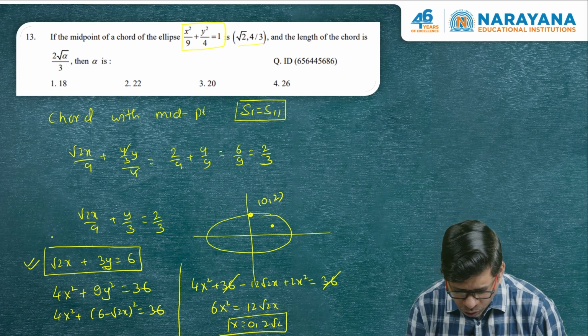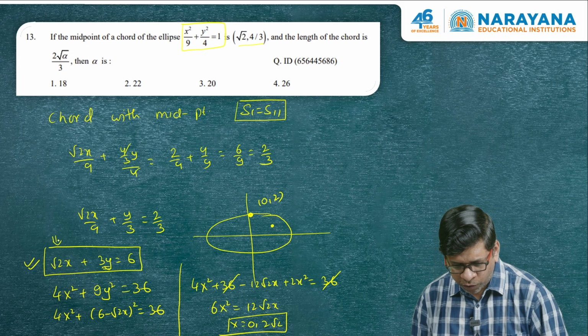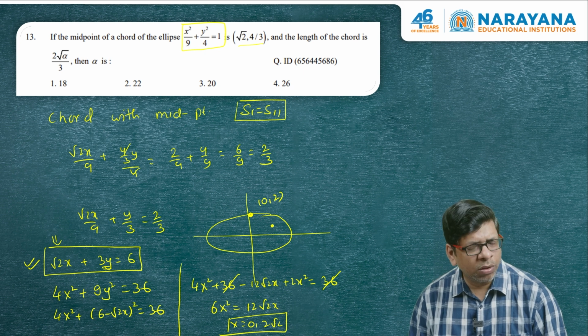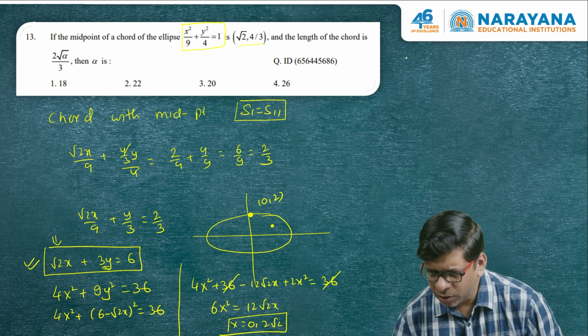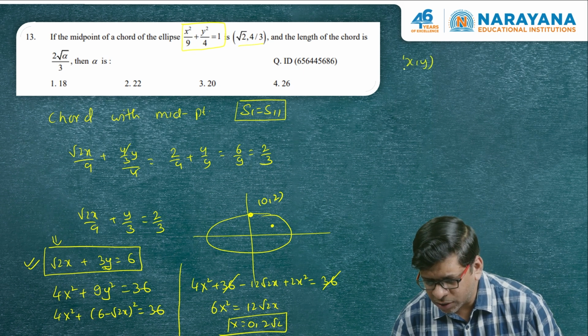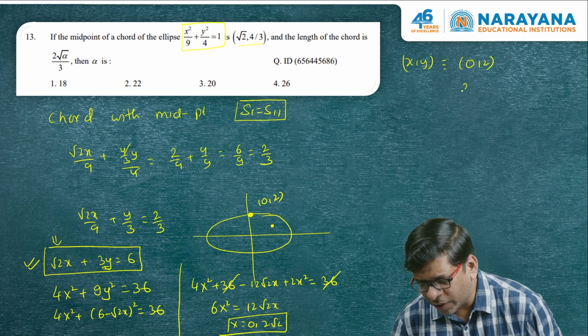Let us put x equal to 2 root 2 here. So 2 root 2 into root 2 is 4, 6 minus 4 is 2, 3y is 2, so y becomes 2 by 3. So we get two coordinates: when x is 0, y is 2, and second, when x is 2 root 2, y is 2 by 3. So suppose these are points P and Q.